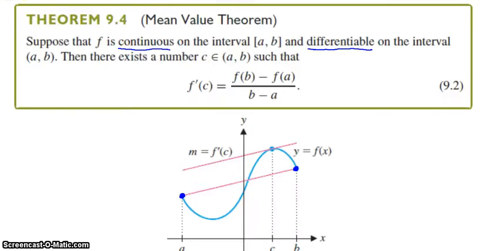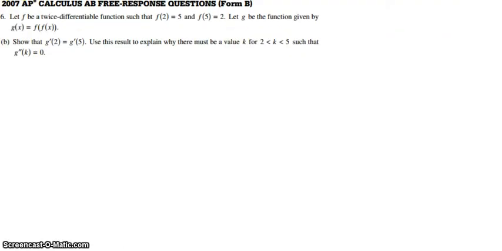If I click ahead here, part B is a little bit different because now you're dealing with the function g of x. It says to show that g prime of 2 equals g prime of 5. So they've defined g of x right here. If we want to know g prime of 2 and g prime of 5, we're going to have to find g prime of x first. So g prime of x is just going to be an application of the chain rule because we have an outer function f and an inner function f. So this is kind of a goofy application of the chain rule. The derivative of the outer function would be f prime, and then we're going to leave the inner function inside of that.